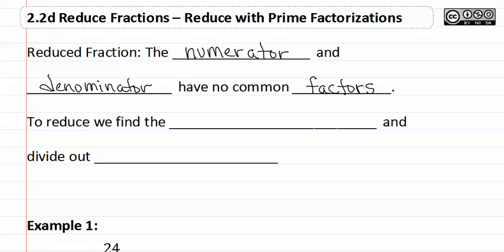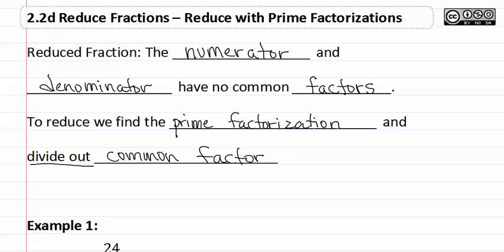To reduce, we find the prime factorization, and we divide out all of the common factors for the factors that they both have. We'll see this in example 1.